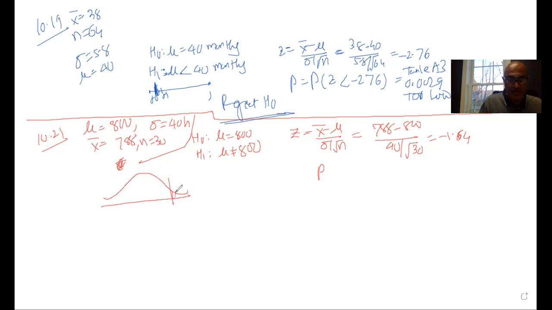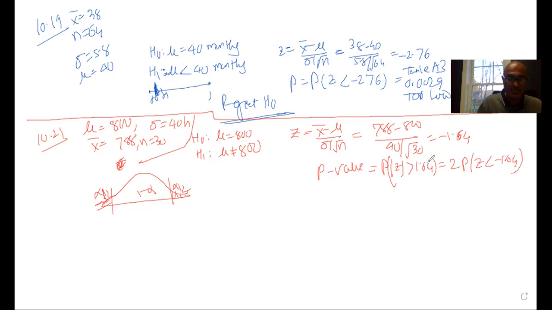That means you have alpha by 2 over here, and you have alpha by 2 over here. And this is 1 minus alpha, right? So it is both sides. So p value is nothing but, probability value is nothing but P of absolute value of z greater than 1.64, and that is equal to 2 times probability of z less than negative 1.64.